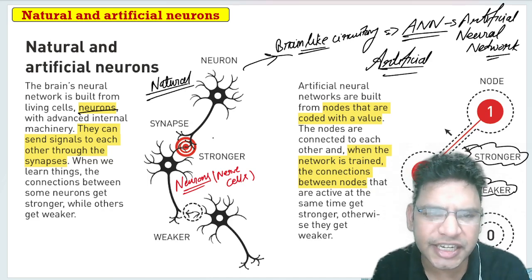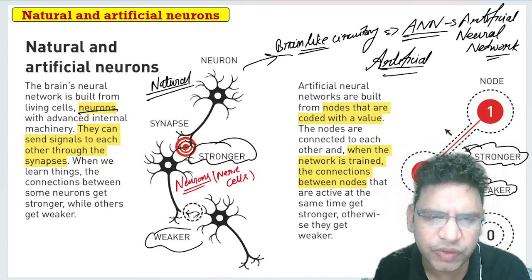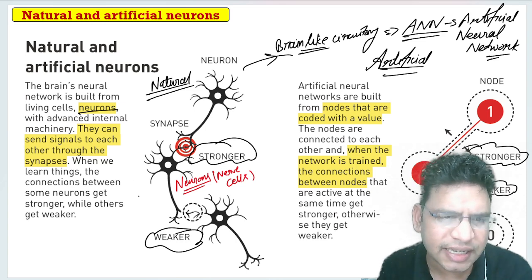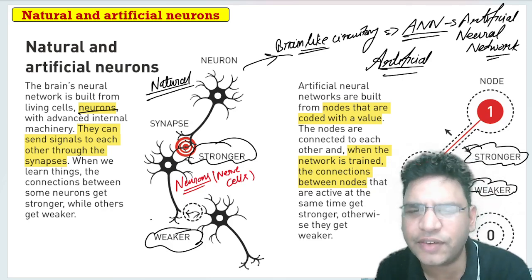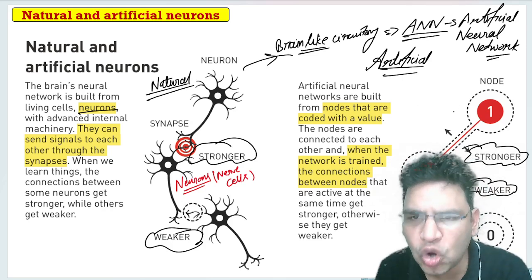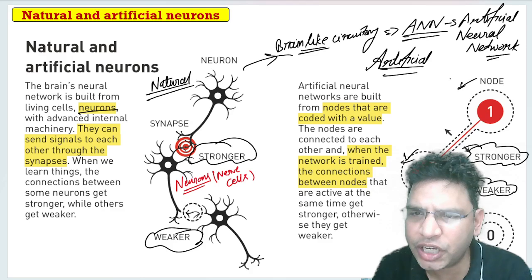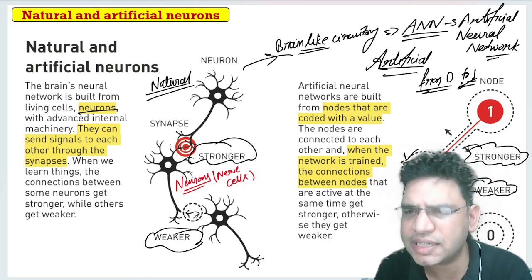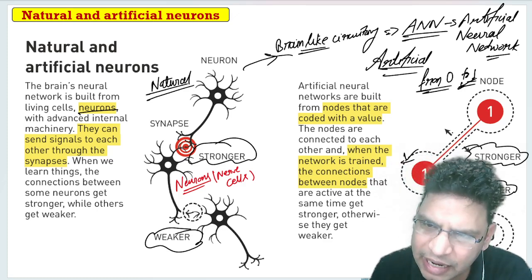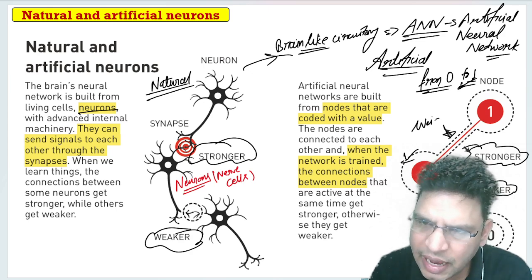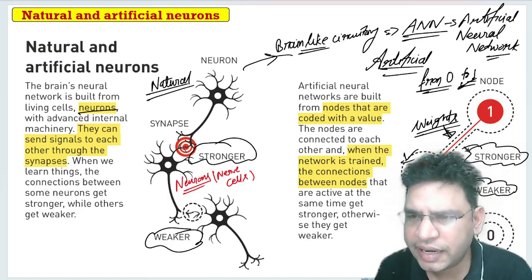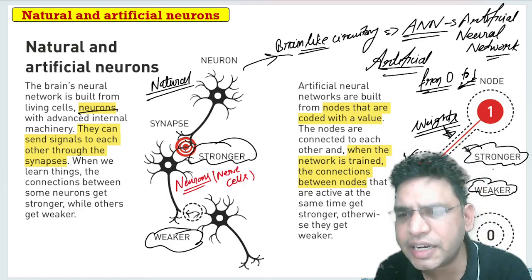Depending upon the synapse, whether it is stronger or weaker, connections are formed. These connections between neurons get stronger or weaker. Similarly, we have nodes in an artificial neural network, and these nodes are assigned weights with numbers, for example from 0 to 1. These nodes are connected through weights, and depending upon these weights, the connections are stronger or weaker.